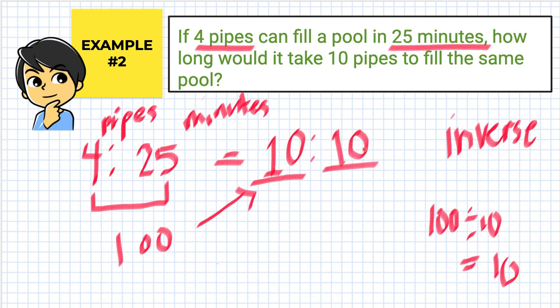10 pipes, 10 minutes. So let's check if this is really inverse. The number of pipes, from 4 it becomes 10, it is increasing. The number of minutes, from 25 it becomes 10, it is decreasing. So therefore, this is an inverse proportion.